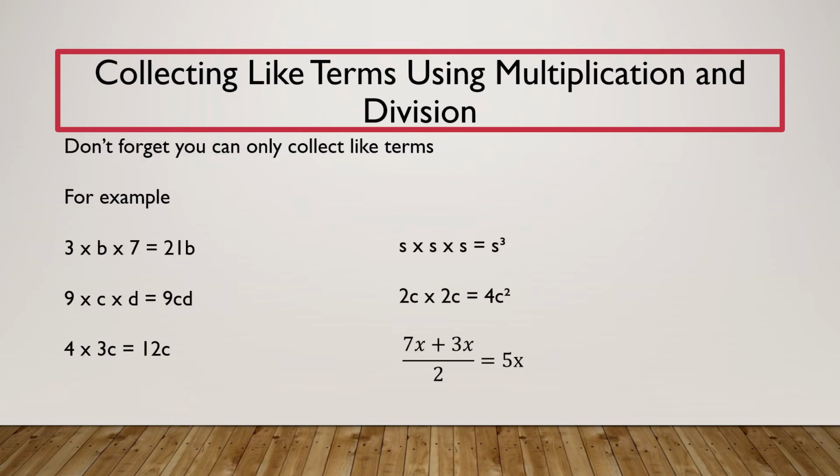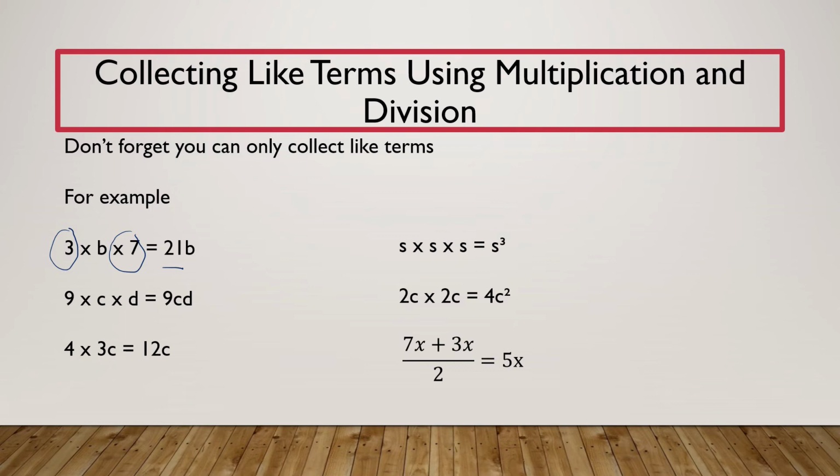So don't forget, we can only collect like terms. So for example, if I've got 3 times b times 7, integer-wise, I've got 3 times 7, which gives me 21. Multiplied by b, I miss out my multiplication sign, so I've got 21b. If I've got 9 times c times d, get rid of those multiplication signs, I've got 9cd. 4 times 3c, I've got 4 times 3, which is 12c.